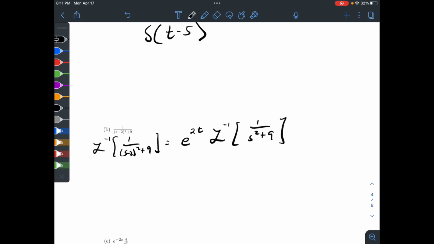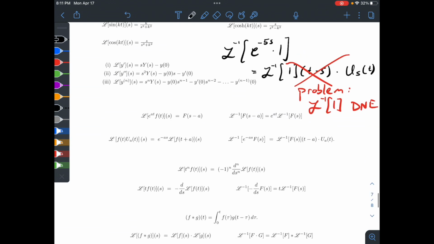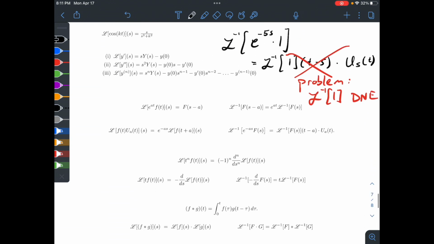What's the formula that I'm using here? I'm using this right here. If I see something that looks like a translation, that tells me it's coming from this formula over here. If you do L of e to the at times a function, you end up getting a translation which replaces all your s's with s minus a's. So if you see something that has s minus a's instead of s's, that tells you that you had to have started with e to the at times something. So we could just do e to the at times L inverse of whatever the function is without the translation.